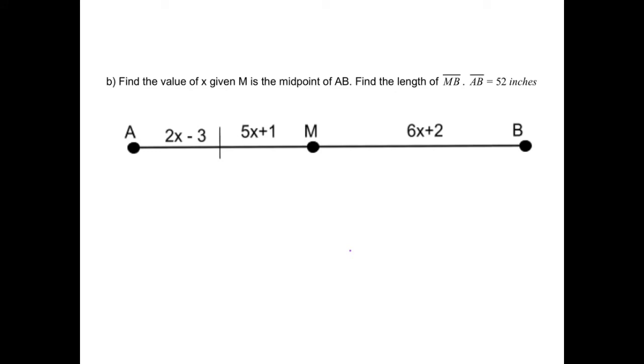So this example looks a little bit more confusing. Let's see if we can figure it out. It says find the value of x given M is the midpoint of AB. So if M is the midpoint of AB, that means that AM is congruent to MB. And we are asked to find the value of x, but we're also asked to find the length of MB. We've got a lot of things going on here, but it does say that AB equals 52 inches.